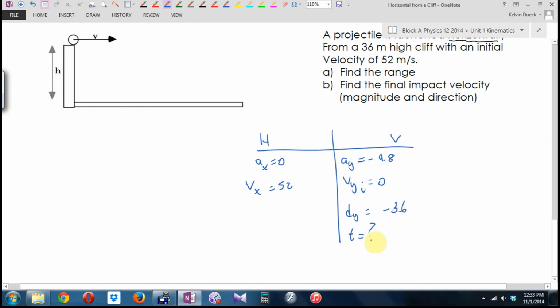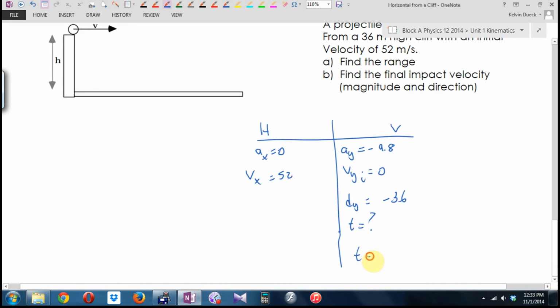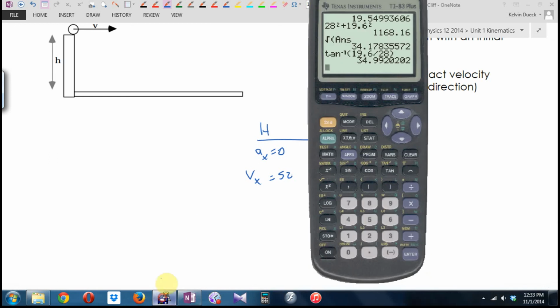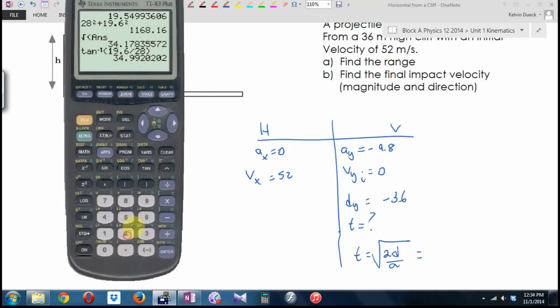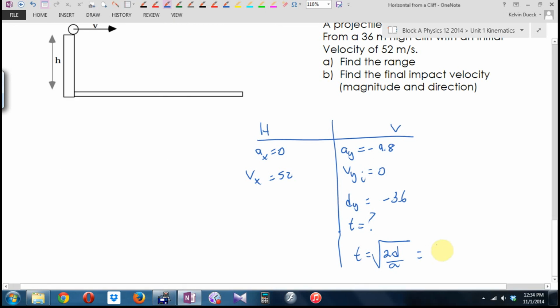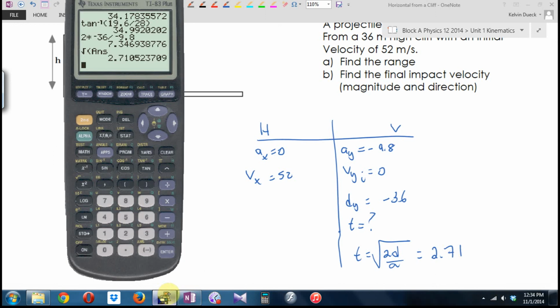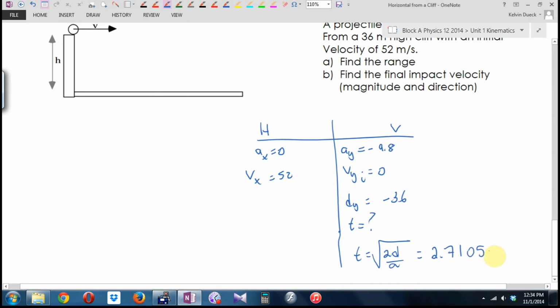How will I find time? I'm not going to walk you through all the steps. I would end up going t equals the square root of 2d over a. I would end up with time being the square root of 2 times negative 36 divided by negative 9.8. I would get a time of 2.7105 seconds. And I would transfer that to here.